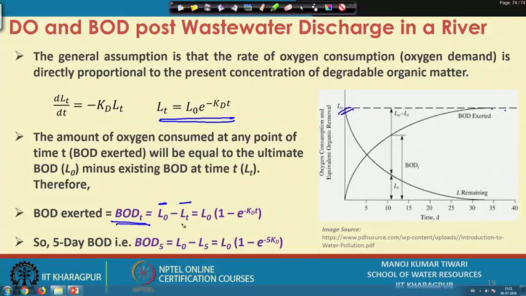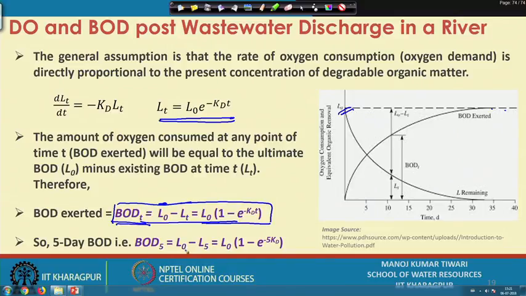So, L0 minus Lt, and we know that Lt can be written as L0 e to the power minus kdt. So, we can take L0 as common factor and what we get is L0 (1 minus e to the power minus kdt). So, this is the typical value of BOD exerted this way. Okay. So, say 5 day BOD if you want to determine.